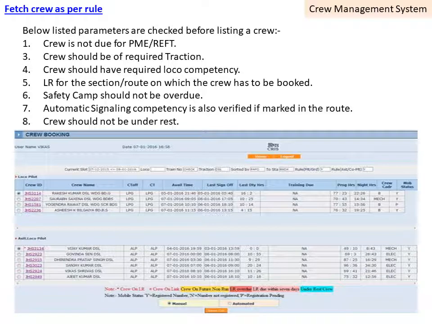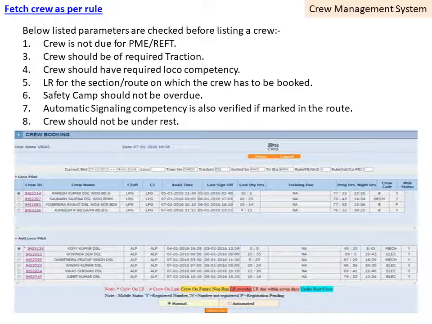Fetch crew as per rule. Below the list parameters, only by using fetch crew as per rule, the crew should be first person, that is first loco pilot or assistant loco pilot. First persons are to be selected, and second person should not be selected as per the rule. Only first person, as by default preview. Here I am showing the first person both.